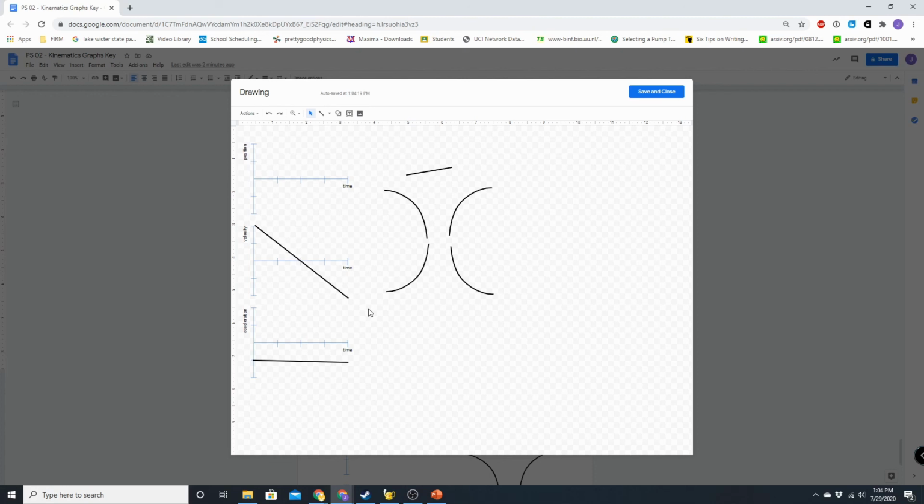What does the position graph look like? For the first half, we need moving upward but slowing down. So which of these graphs move upward as you move to the right? That one and that one. But which one slows down? So we need a flattening slope. That one gets steeper, that one gets flatter. So we need that one for the first two tick marks.